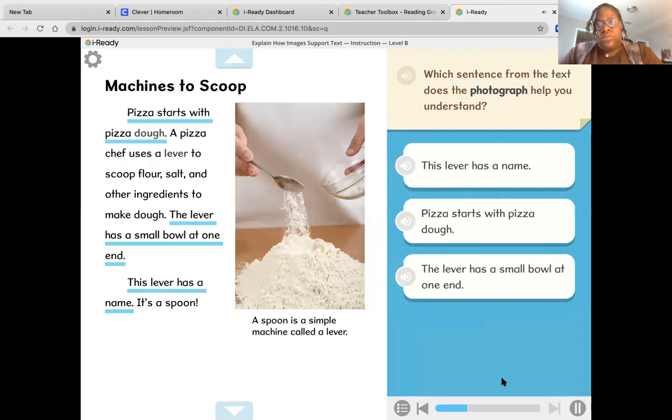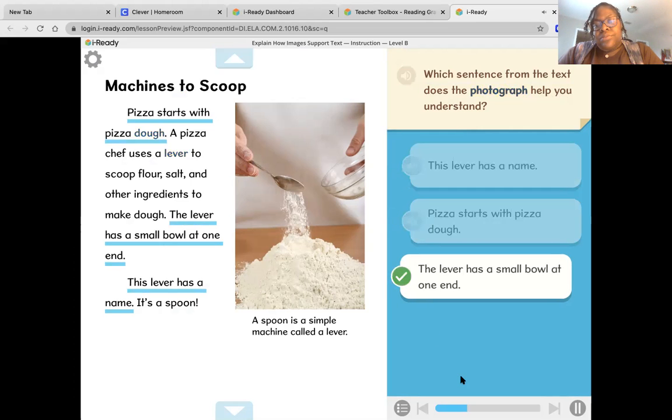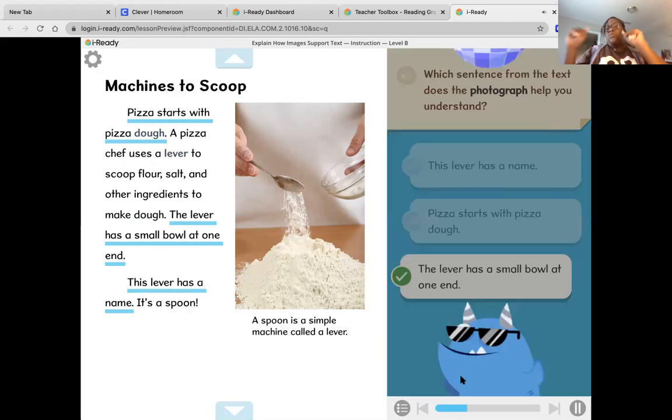Which sentence from the text does the photograph help you understand? So let's look at this first one. This lever has a name. Yes, this lever does have a name and it's a spoon, but it says, which sentence from the text does the photograph help you understand? If we look here, it says the lever has a small bowl at the end. Look at this lever and look at the small little bowl we have at the end. We're going to go with that one. Yes, you got it.